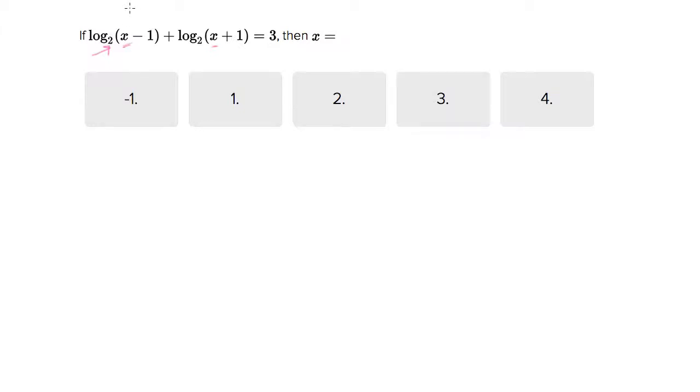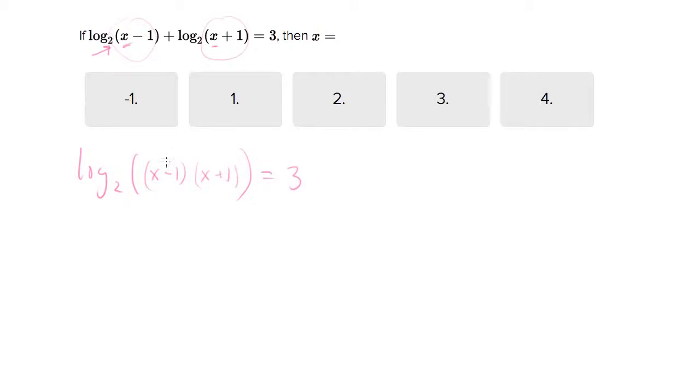So there's a whole set of algebra, tools that you can learn and memorize for manipulating logs. One of those is if you have two logs with the same base, so log 2 and log 2, that have different things in their inside parts. That is the equivalent of log base 2 of the two things multiplied. So this would be x minus 1 times x plus 1. So this is log base 2 of that, and equals 3. We haven't changed that side of the equation.